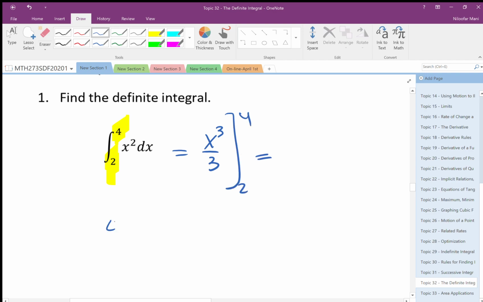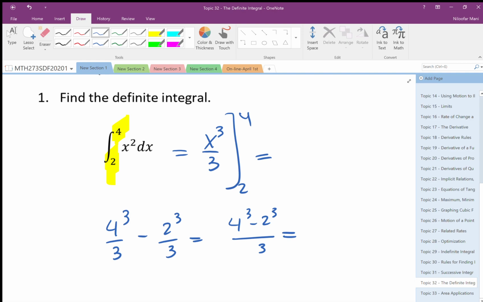What is the answer? 4 cubed divided by 3 minus 2 cubed divided by 3. Which is 4 cubed minus 2 cubed, divided by 3. What is the answer? 4 cubed is 64, if I'm right. Yes. Minus 8. Yes. So it's 56 divided by 3, which is 18 and 2 over 3. This is a mixed fraction. I can keep it this way or I can go to mixed fraction, depending on how you're asked to answer. Okay?